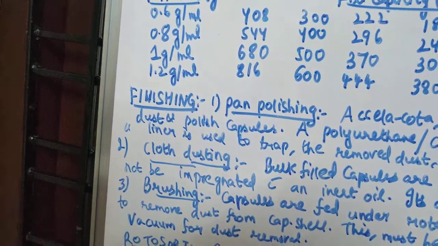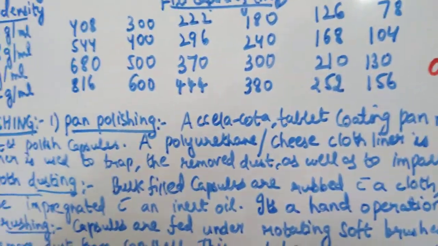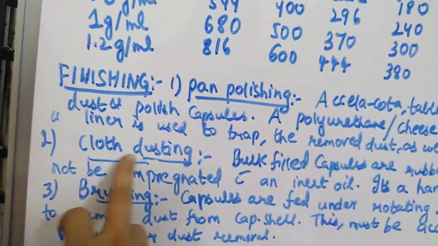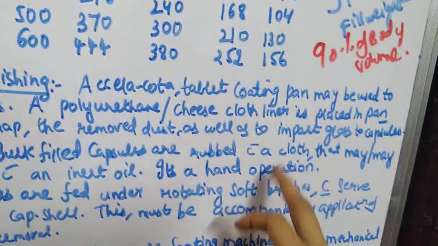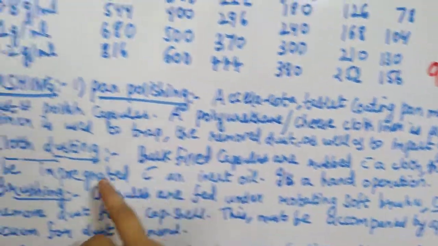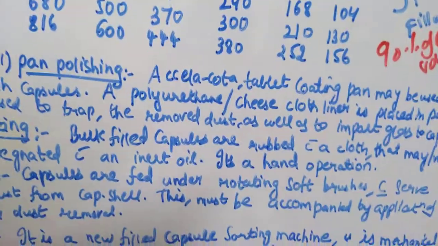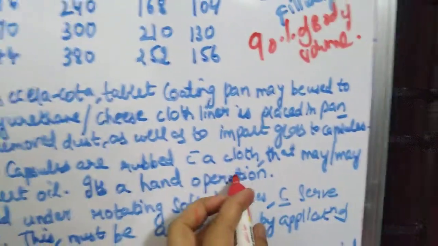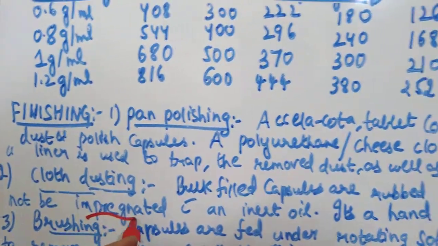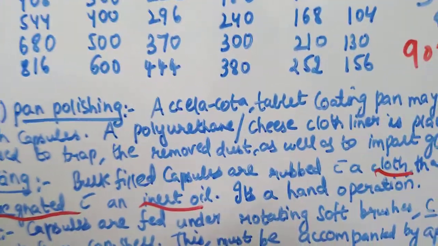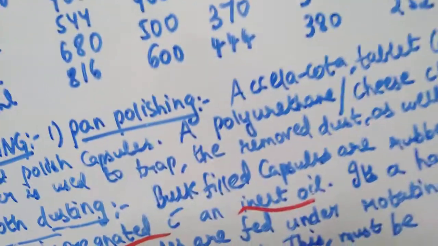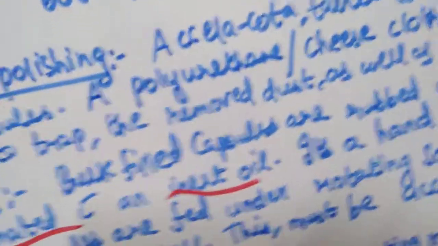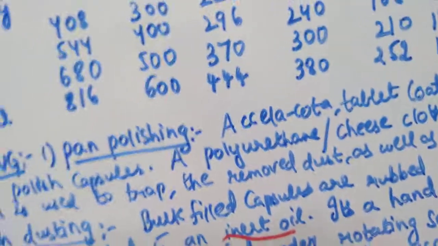Next you have cloth dusting. In cloth dusting, as the name tells, you are dusting the capsules with a cloth. The bulk filled capsules are rubbed with a cloth that may or may not be impregnated with an inert oil. So you may or may not spread the oil on the cloth. It is a hand operation, but it can handle reasonable volumes of capsules.